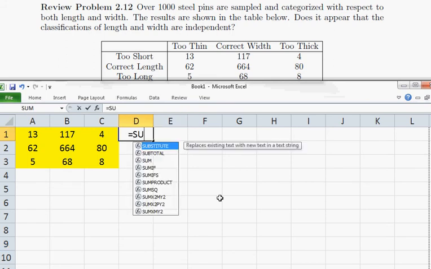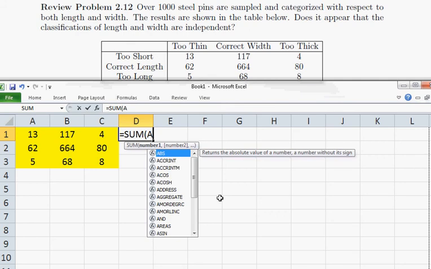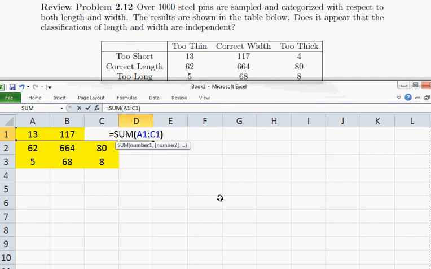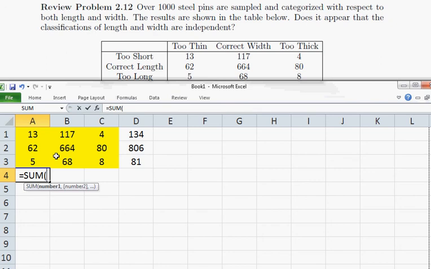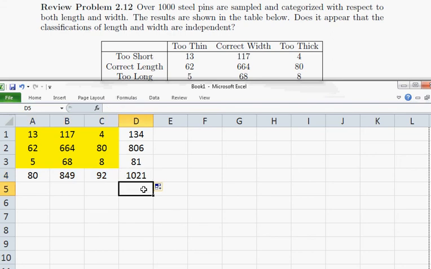The next thing that we have to do is figure out the row sums and the column sums. So I need to add up the rows. So 13 plus 117 plus 4 is 134. Then filling down, I get the others. 5 plus 68 plus 8 is equal to 81. I also need to find the column sums. So adding those three numbers together, I get 80. And filling across, 4 plus 80 plus 8 is 92. And if I go one more step, I get the total number, 1,021.